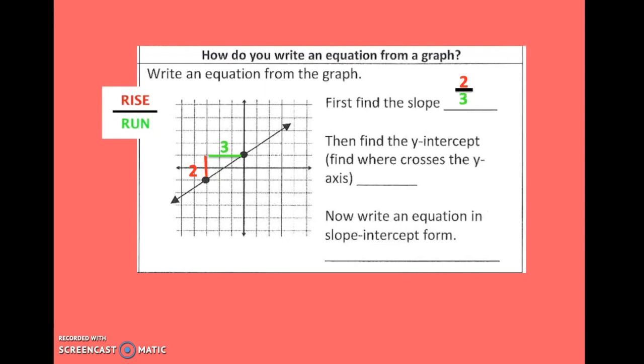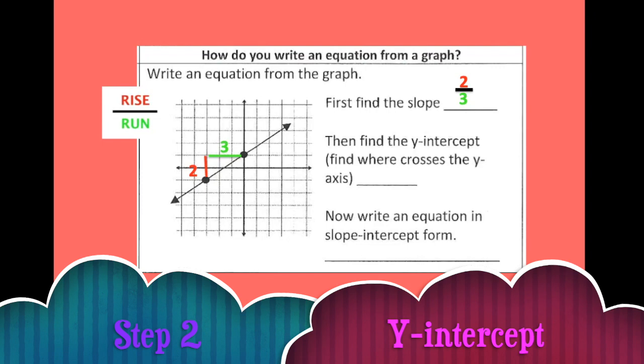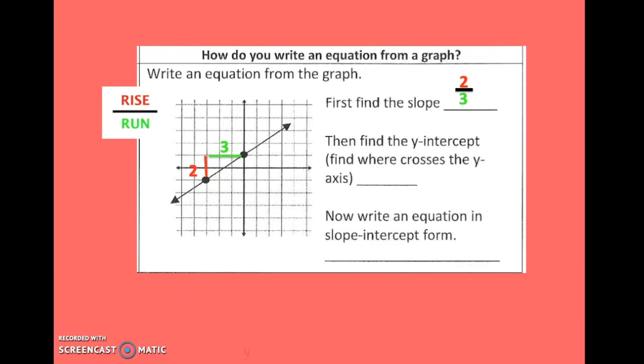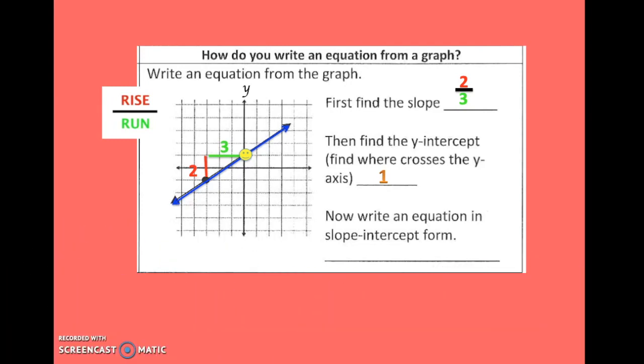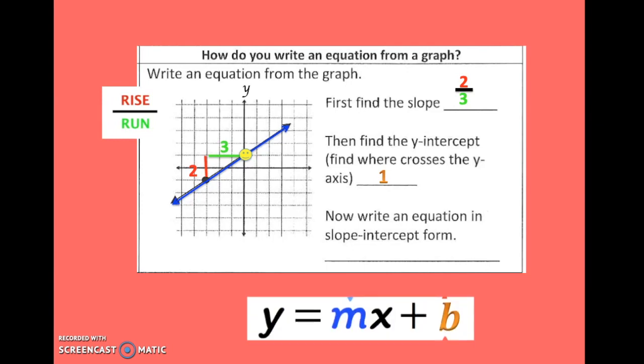Next, we're going to find the y-intercept. This is where the line crosses the y-axis. Let's locate the y-axis. Here's where my line crosses the y-axis at the given point, (0, 1). So my y-intercept is 1. Lastly, we're going to write an equation in slope-intercept form. Putting those components together gave us y is equal to 2/3x plus 1.